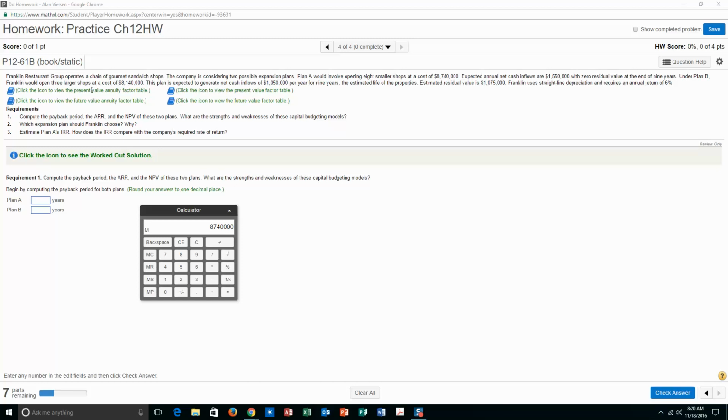Plan B, 3 larger shops at 8,140,000. They have expected cash flows of 1,050,000. Here you do have a residual value of 1,075,000. They use straight line depreciation, and both plans look at an annual rate of return of 6%.